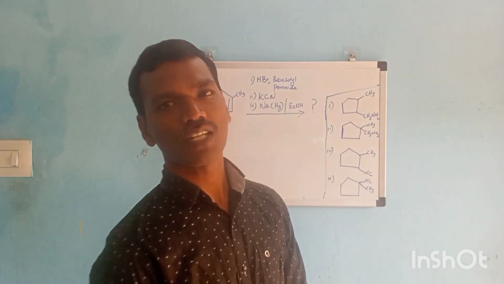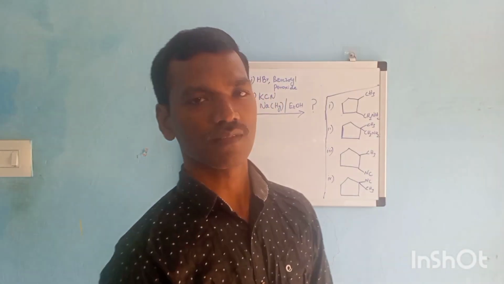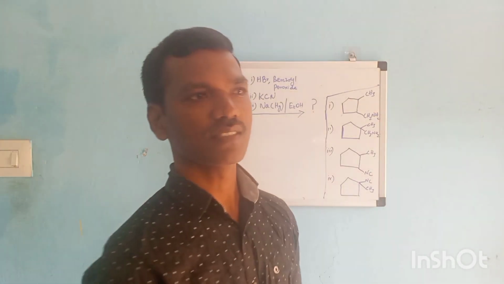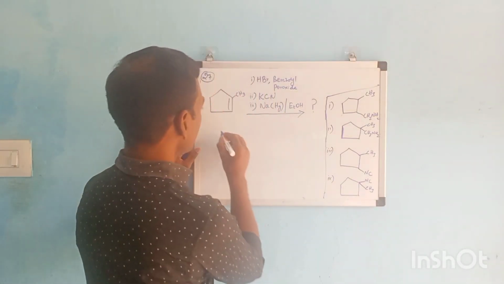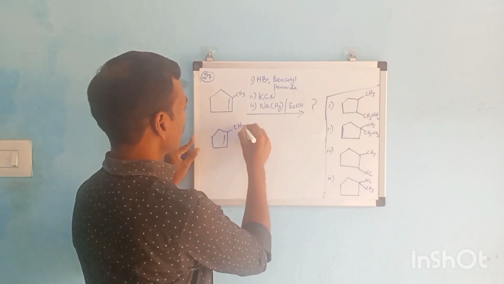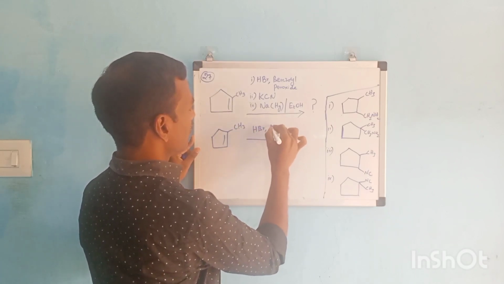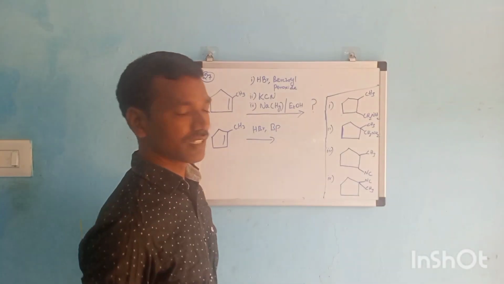This kind of organic transformation is frequently asked in the NEET examination. Let's see how to find out the answer. First, the cyclic alkene reacts with hydrogen bromide and benzoyl peroxide reaction condition.